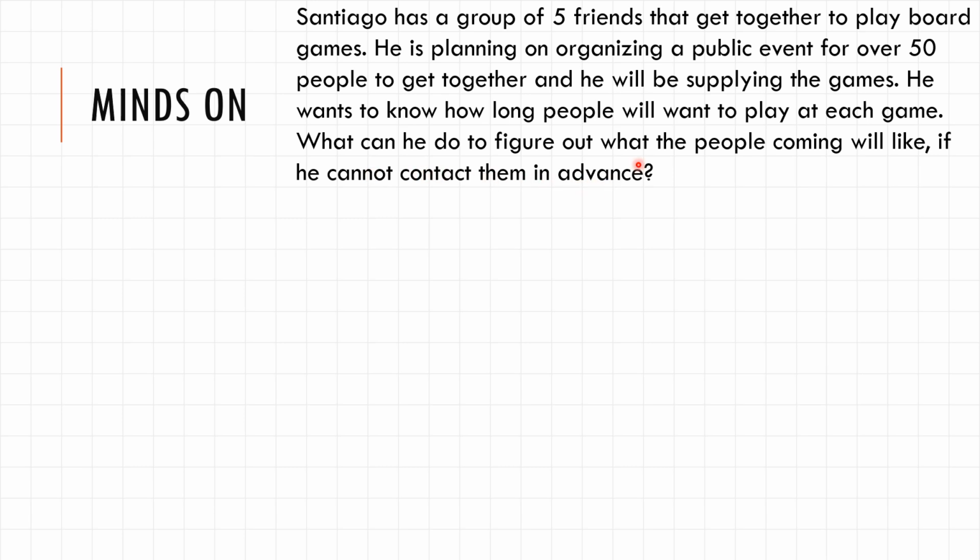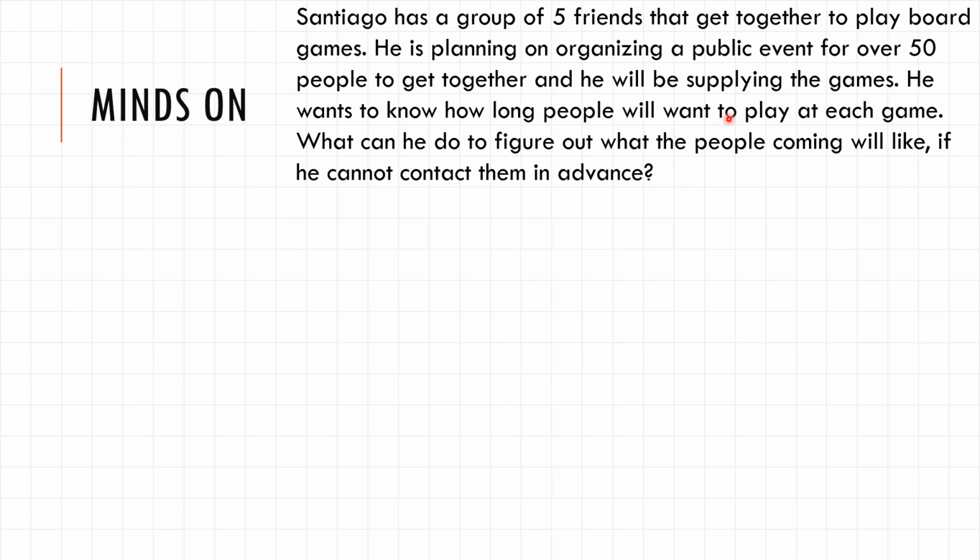So he wants to make sure that for all the 50 people coming to his event, he is bringing the right games for them. He doesn't want to bring games that are too long. He doesn't want to bring games that are too short. How can he figure out what games to bring? If he can't ask the people in advance, he doesn't know who's going to come yet. How can he figure out what are the right games that he should bring?